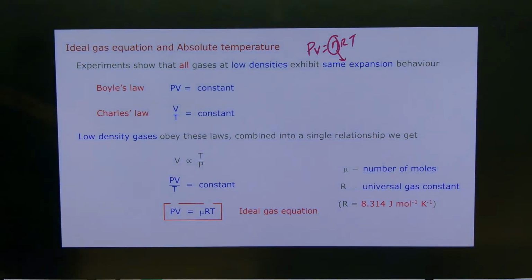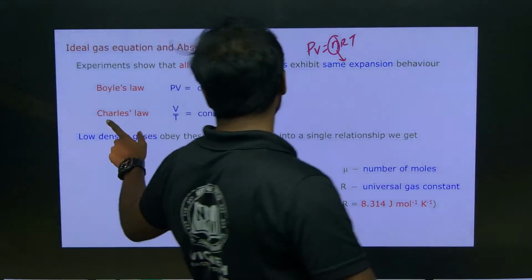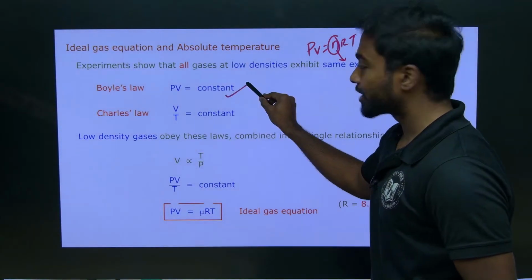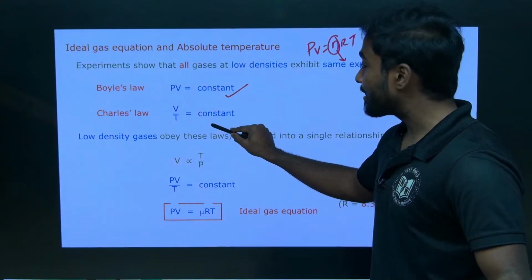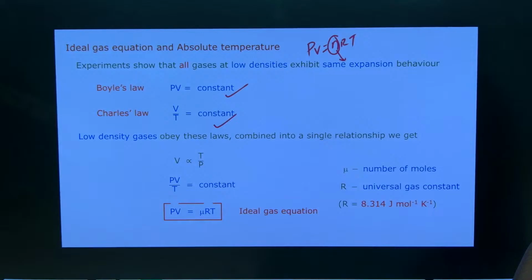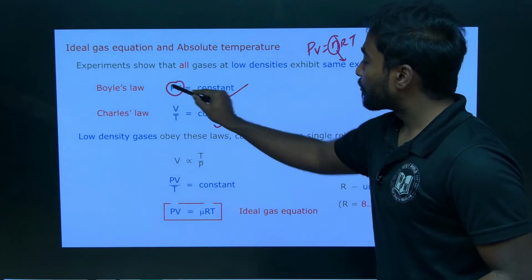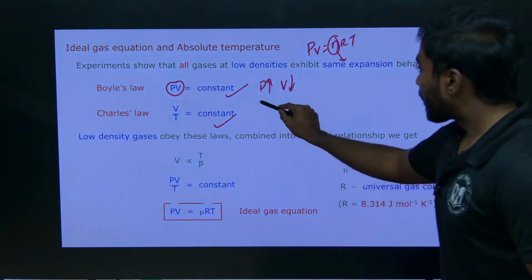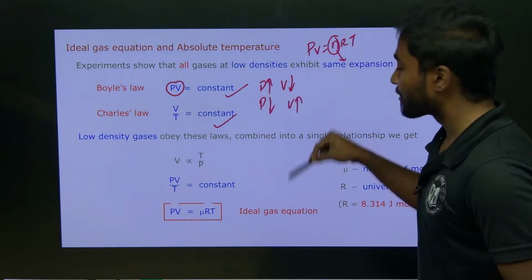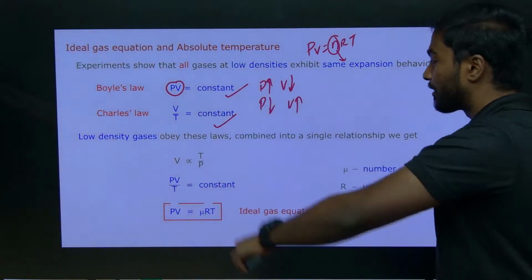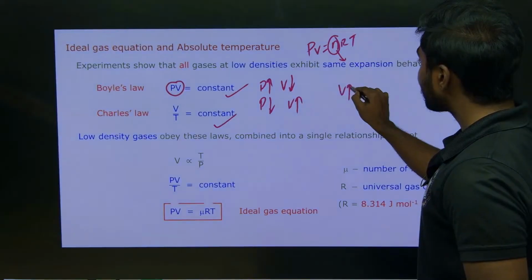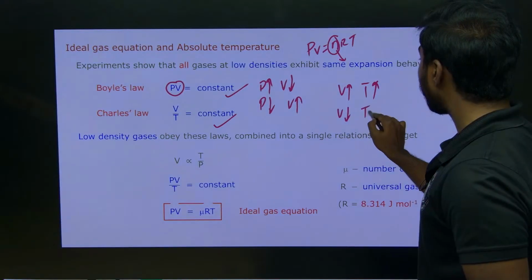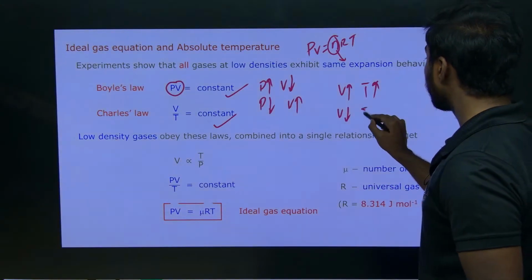And we will see two laws here. One is Boyle's law and one is Charles' law. Boyle's law is PV equals constant, and Charles' law is V by T equals constant. Which means if pressure increases, volume decreases; if pressure decreases, volume increases. Similarly, in Charles' law, when volume increases, temperature also increases, and when volume decreases, temperature also decreases.